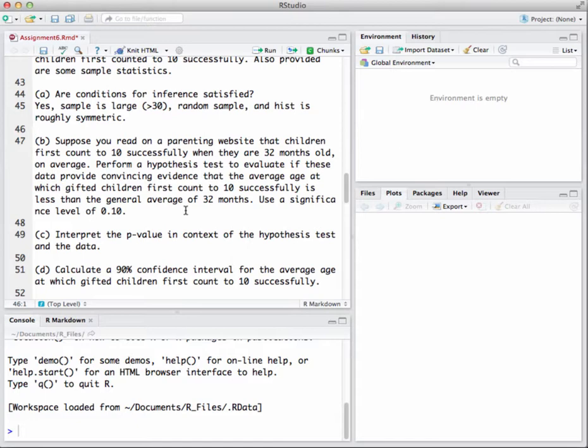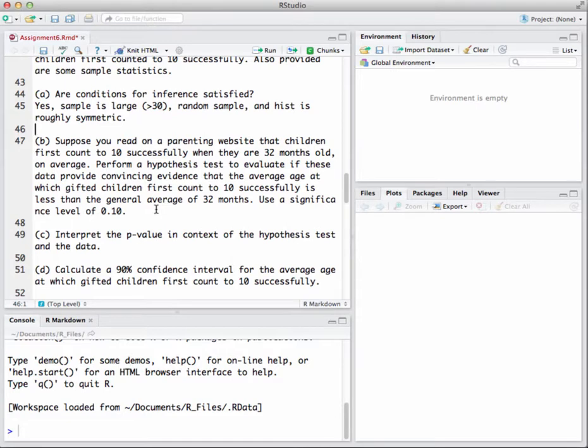Perform a hypothesis test to evaluate if these data provide convincing evidence that the average age at which gifted children first count to 10 successfully is less than the general average age of 32 months. Use a significance level of 10%. Okay? All right. So how are we going to do that?